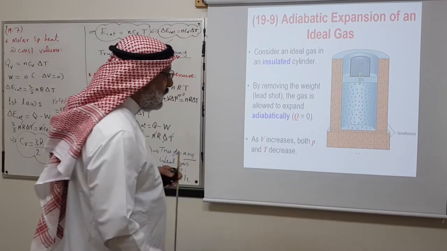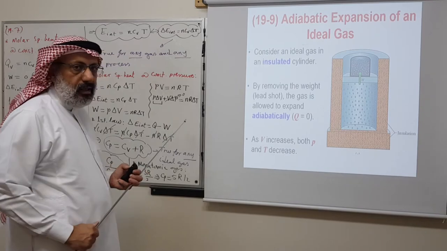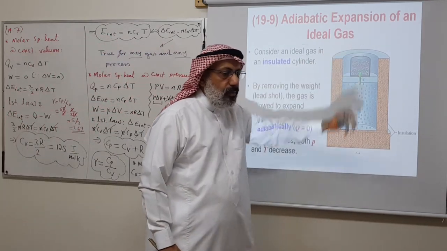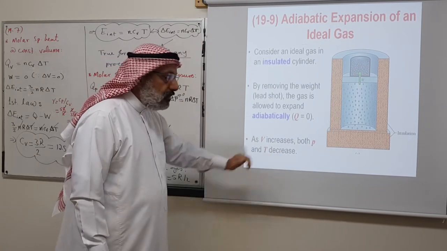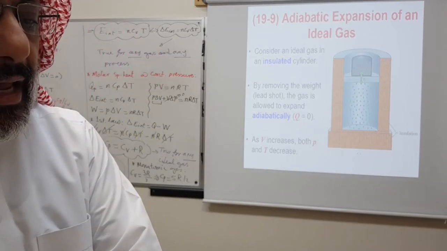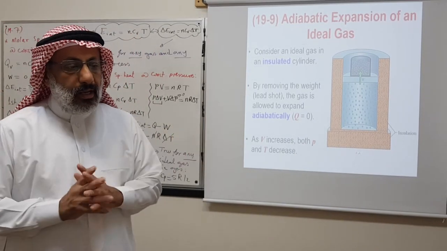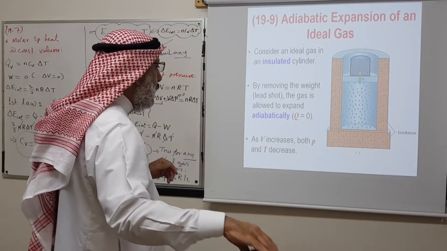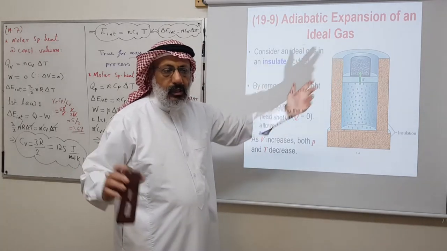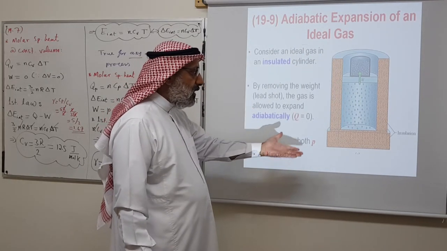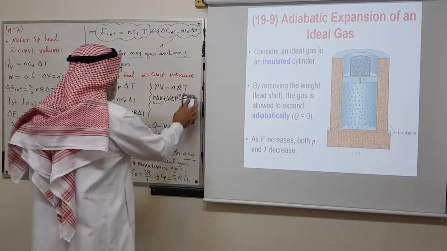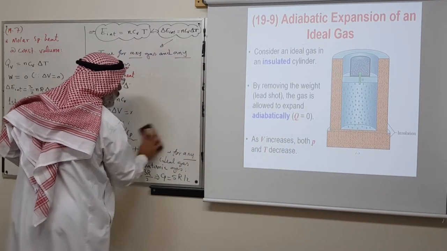As it expands, of course the volume increases. The pressure decreases because we are removing the lead shot, so the pressure decreases and T decreases. The temperature decreases as the gas expands adiabatically. And this is called adiabatic cooling. Now, P is logical. We are removing the lead shot, so definitely P will decrease. As P decreases, the gas expands. Logical. Why does the temperature decrease? Now, you can see that from the first law of thermodynamics.